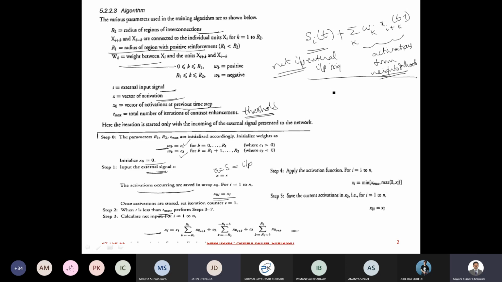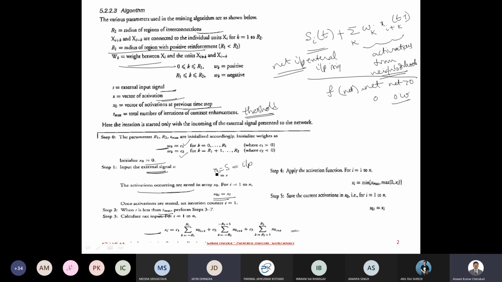Once net input is calculated, we apply the activation function that we discussed for the MaxNet. The same activation function we are going to apply for your Mexican hat also. That means if your net input is positive, your output is net. F of net is equal to net if net is positive, and it is 0 otherwise. So the same model of activation follows, and you iterate it till we reach the maximum number of iterations.